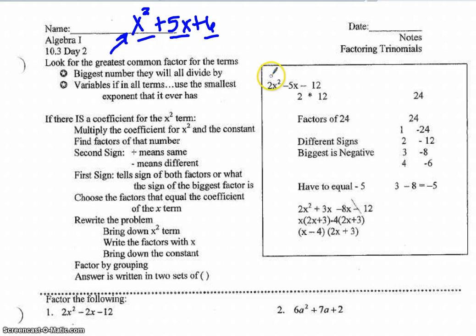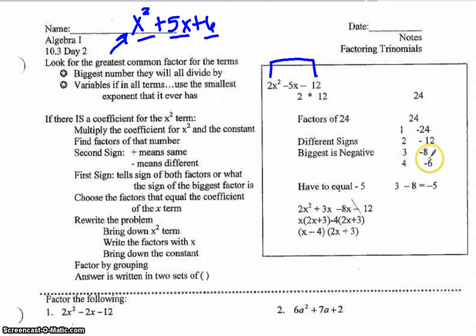So what you're going to do is take the first number and the last number, multiply them together. That's where my 24 comes from. I'm going to find the factors of 24 like what I did when I was factoring trinomials earlier. So the factors of 24 are 1 and 24, 2 and 12, 3 and 8, 4 and 6.